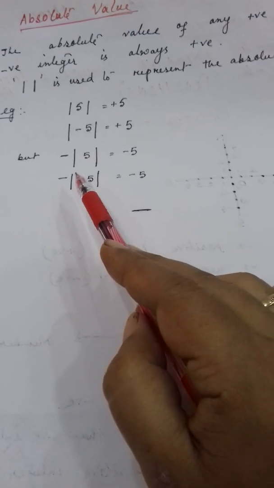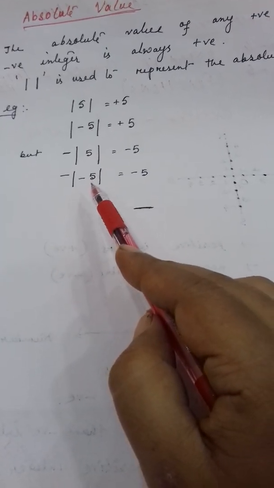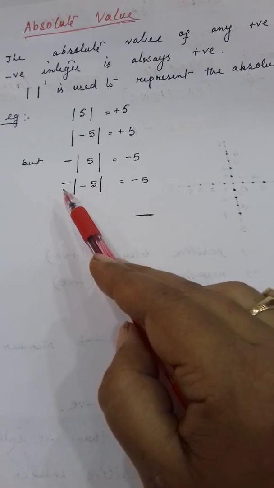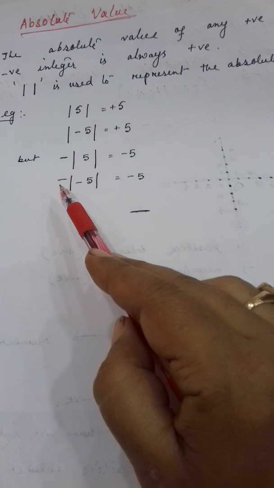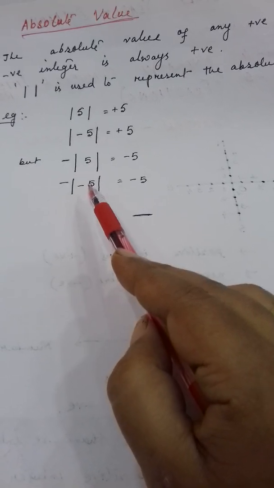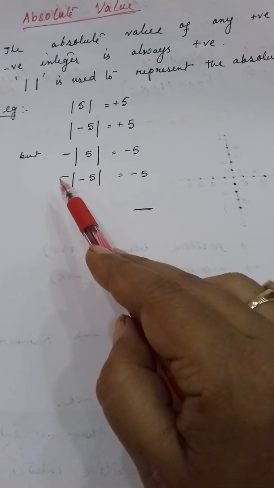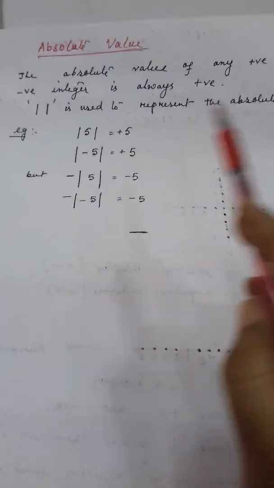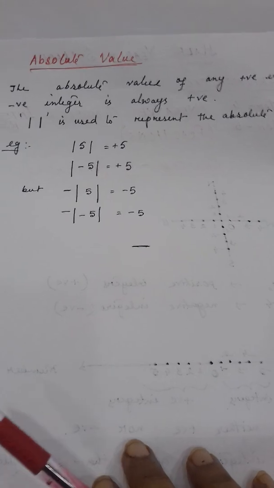Same here, if you consider the absolute value of minus 5, then minus 5 will be plus 5, but one more negative sign is there outside of the absolute value modulus symbol. So this plus 5 and this minus, plus and minus, it will be minus 5. Clear? So this is the basic concept of the integer.